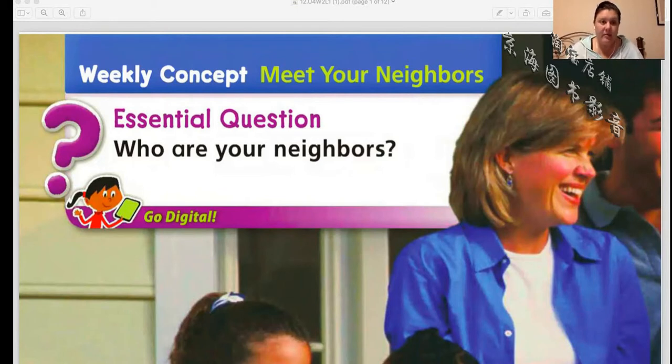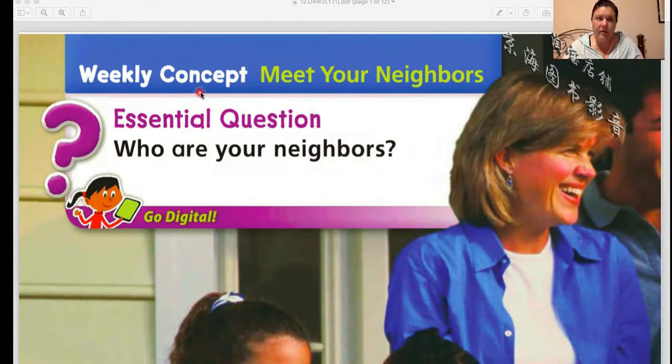Okay, so we're going to learn, I think, 5 new words. So we'll go over them together, and we'll have different examples of how to use them. And then we will talk about different examples. So we have a lot to do today. So let's look together at our weekly concept.